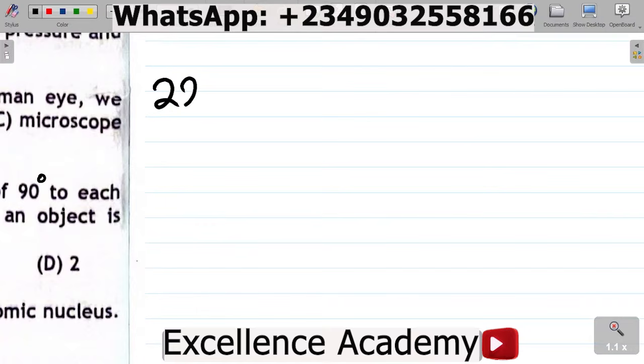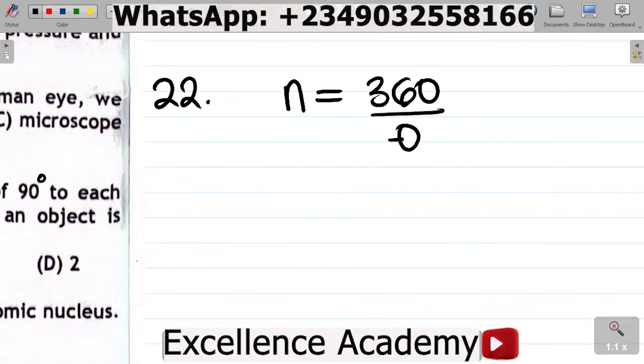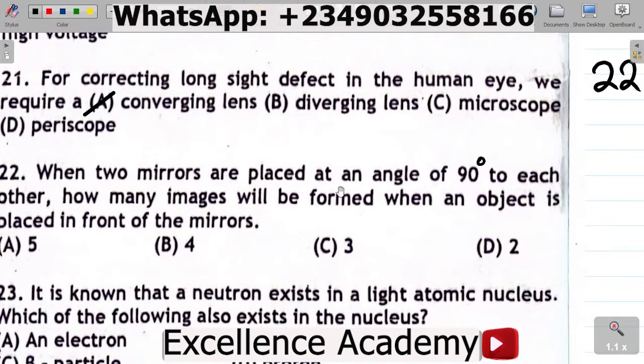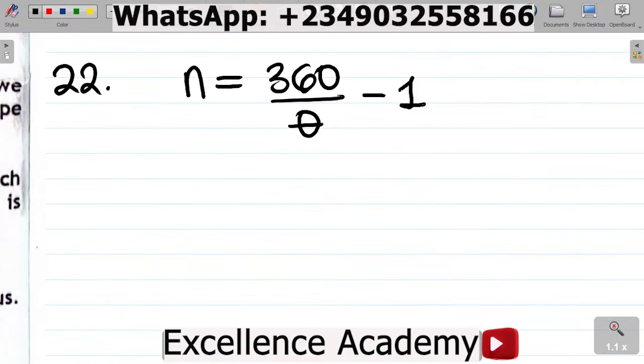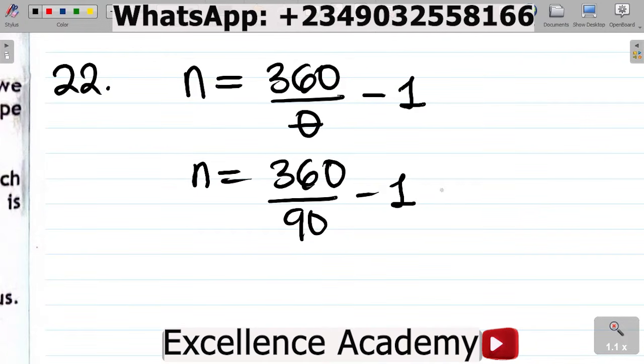For question 22, the number of images formed, n, is given by the formula n equals 360 over the angle, minus 1. Now let's substitute the values. At an angle of 90 degrees, theta is equal to 90. We have n equals 360 over 90, minus 1. This is equal to 36 over 9, which gives 4, minus 1.